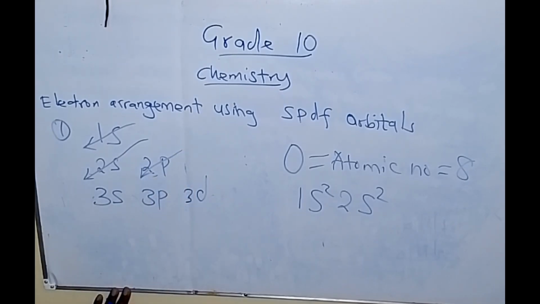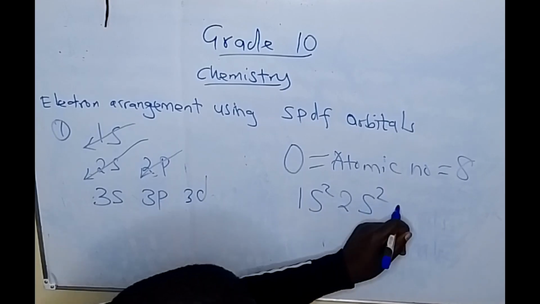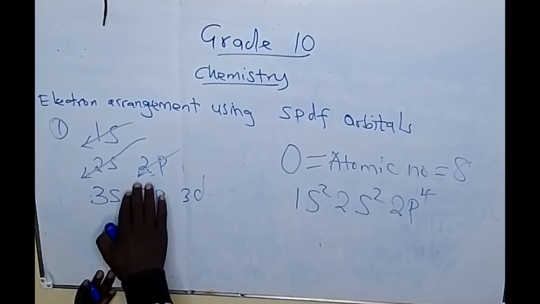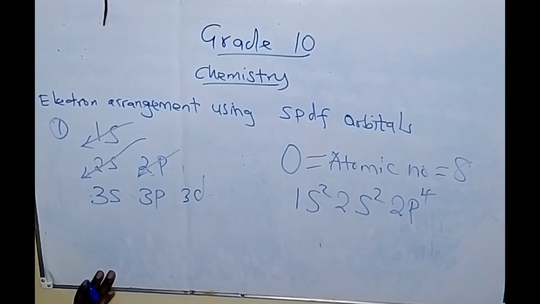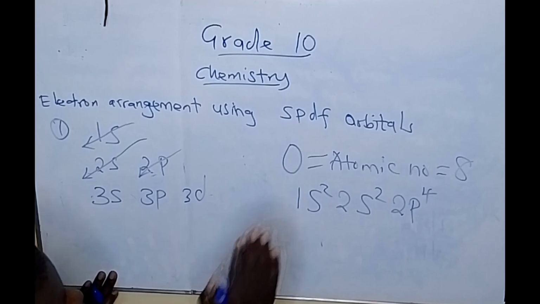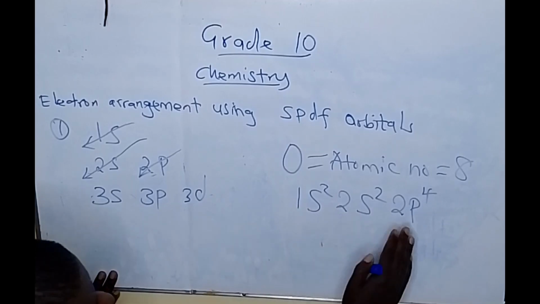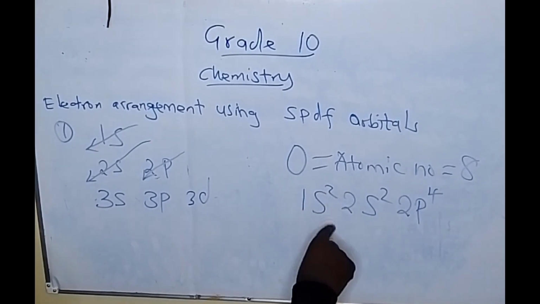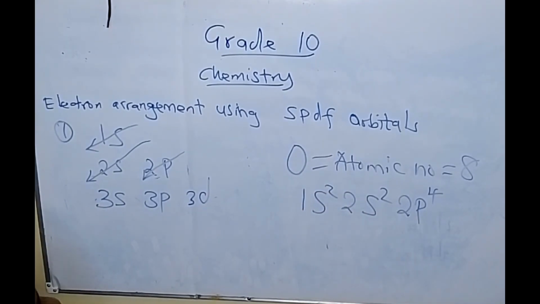Now that 2p will not be completely filled, we have 2p4. That's where our electrons will reach. So the configuration is 1s2, 2s2, and 2p4. These are the numbers of electrons found in each orbital, but 2p is not filled because it requires a maximum of 6, and we only have 4 electrons remaining.